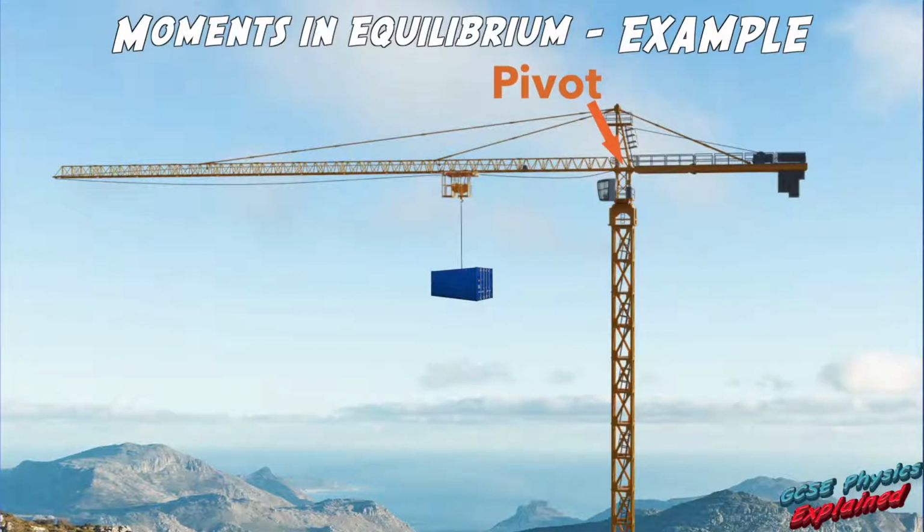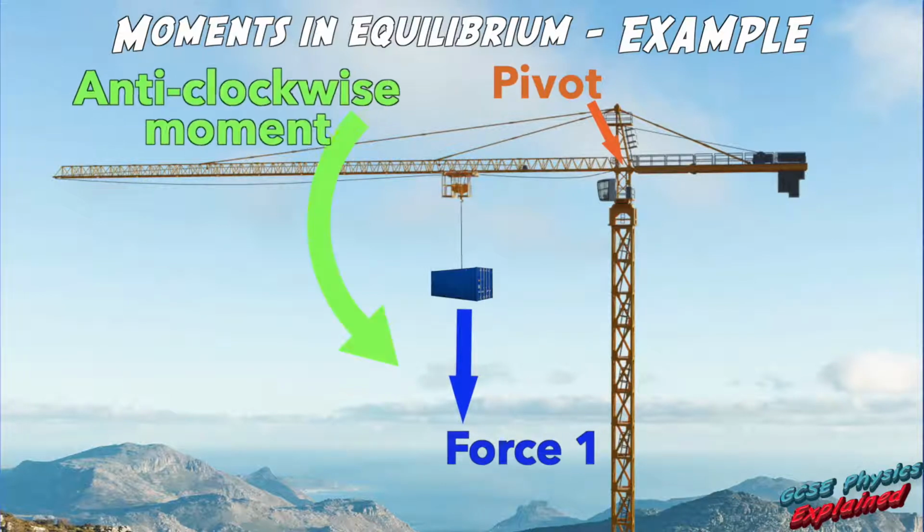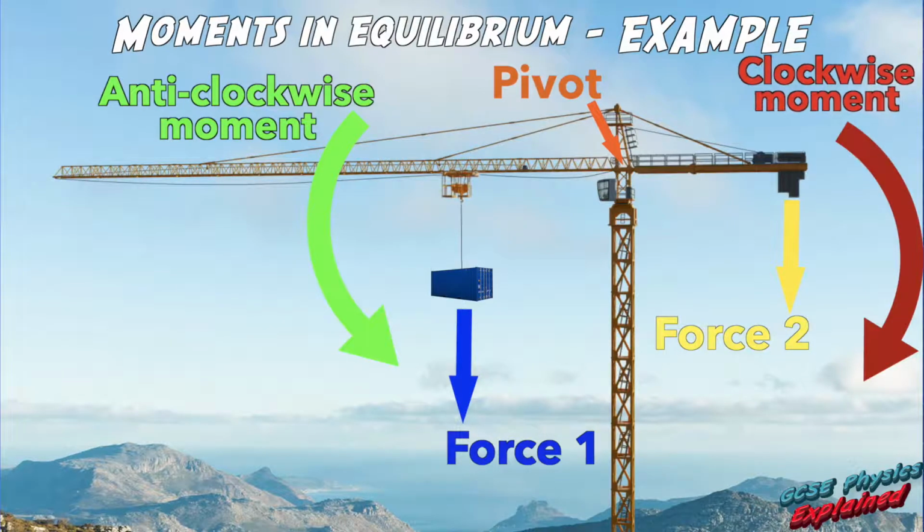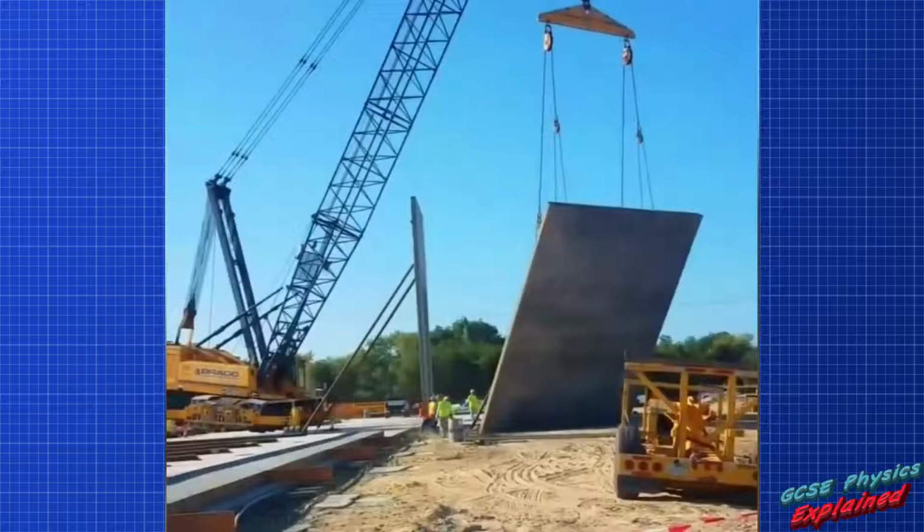When the crane is lifting a load, from our perspective, the load will create an anti-clockwise moment around the pivot. The crane has a counterbalance which will create a clockwise moment around the pivot. The crane operator must move the counterbalance towards or away from the pivot to ensure that the clockwise moment equals the anti-clockwise moment to keep the crane in equilibrium and stop it toppling over, like this.